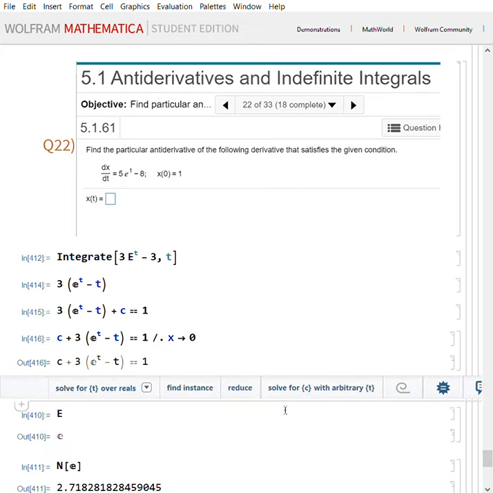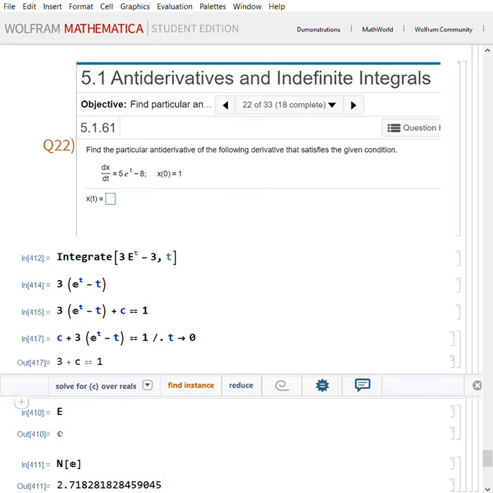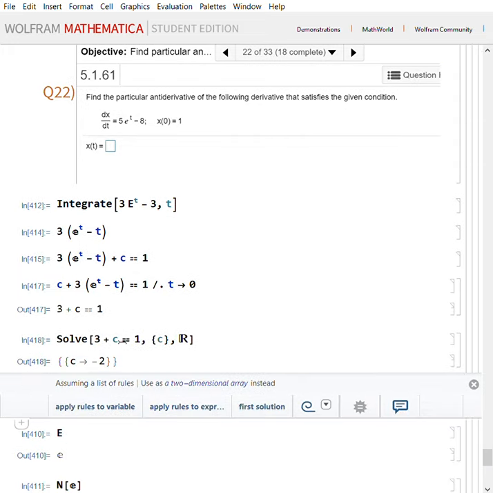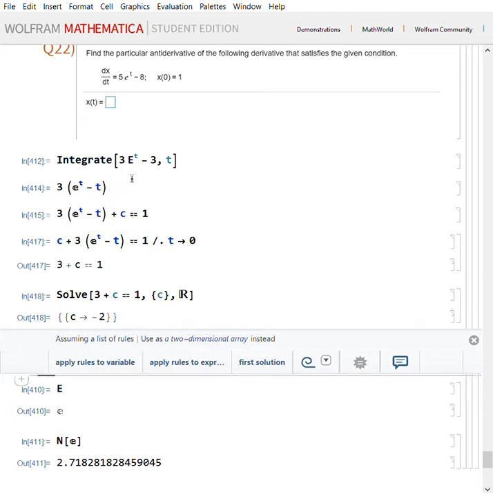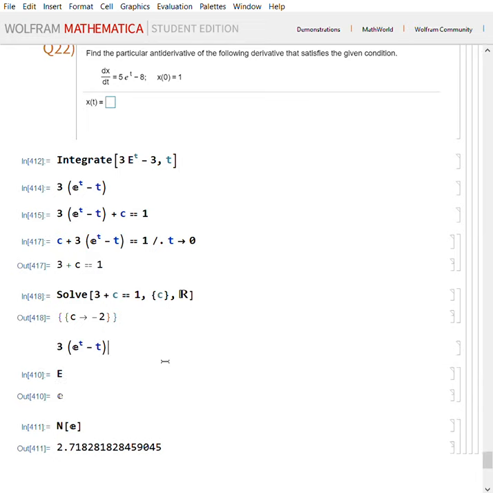Oh, sorry, it's not x, it's t. So we replace all t with 0. It's just habit, we usually use x, but it's t in this case. Once you replace t with 0, it suggests to solve for c over the reals, which is what you want. So solve for c over reals, and you get that c equals minus 2. So your indefinite integral is what you got from the Integrate command plus minus 2, which becomes minus 2. And this here is the answer.